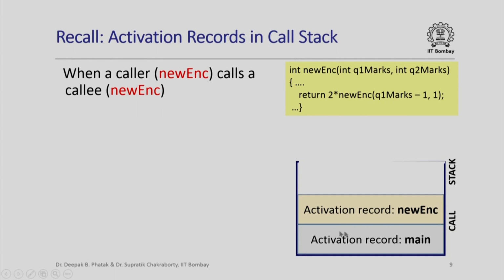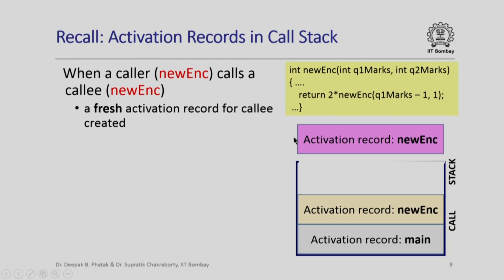So in our call stack we already have the activation record for main. The operating system had called main. We also have the activation record for newenc. Main had called newenc, and now we are within this execution of newenc. And now we encounter this call of the function newenc.